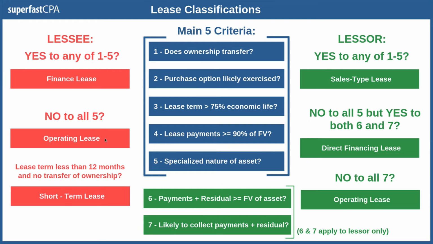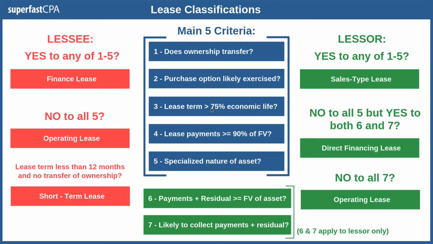Lessee, everything in red, the main 5 criteria for the difference between an operating lease or a sales type lease, which to a lessee is a finance lease. So on the lessee's side, is it a yes to any of the 1 through 5? Does ownership transfer? Is the purchase option likely to be exercised?